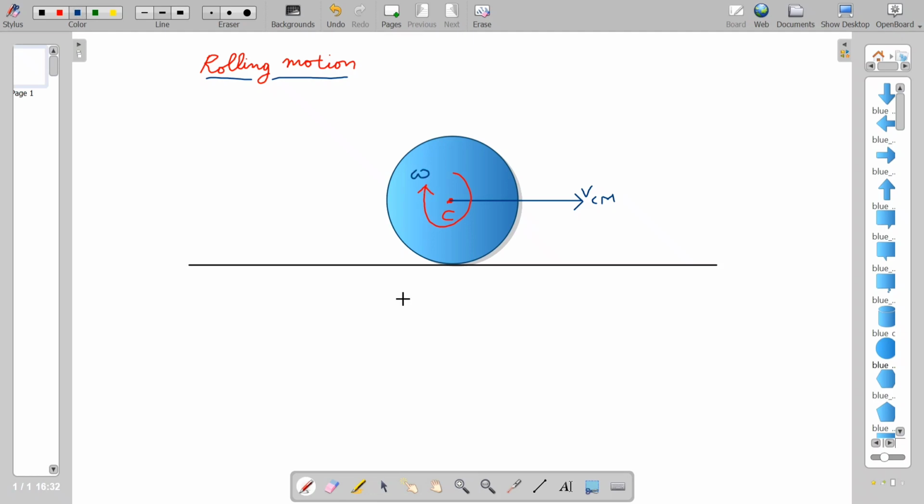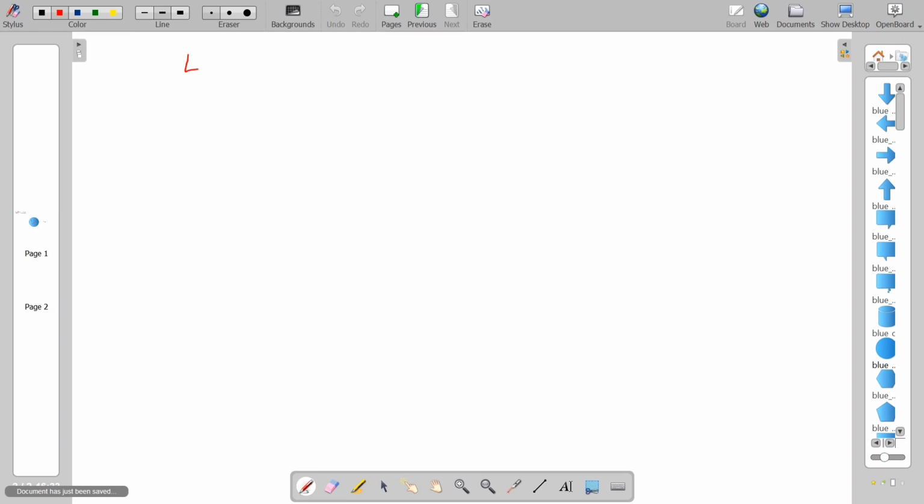Rolling motion without slipping is called pure rolling motion. That means the body rolls under friction. Now we will discuss linear velocities at different points.